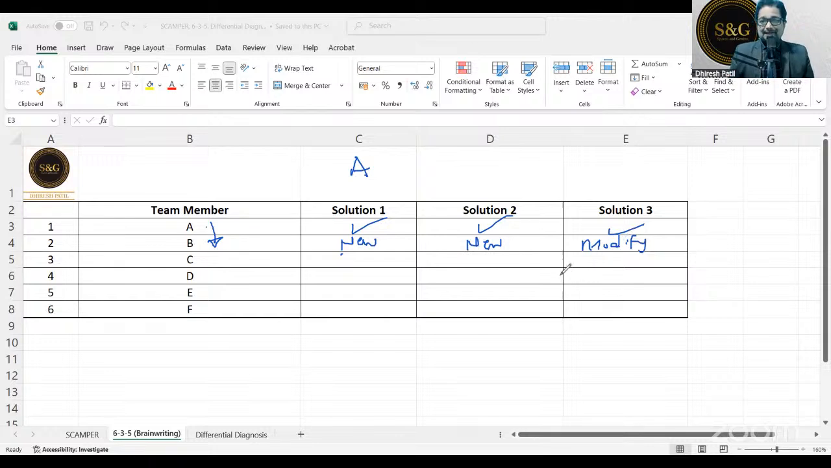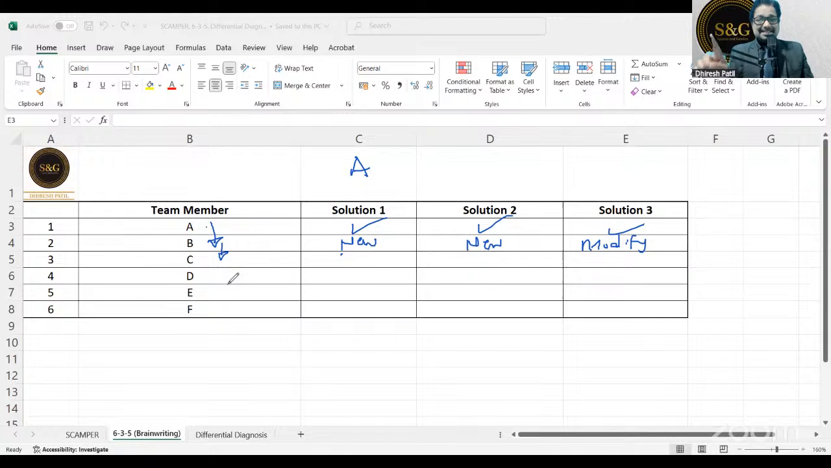Clear? Again, after 5 minutes, the bell rings. B will give this sheet to C. Again, the cycle completes. So every round, 18 new or modified ideas will happen. So after 6 such rounds of 5 minutes, that means 5 into 6, 30 minutes. Every round, 18 ideas are getting generated.